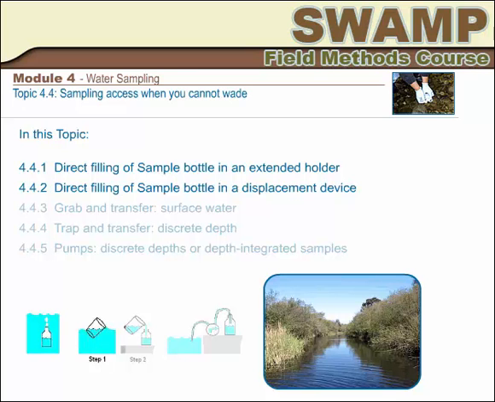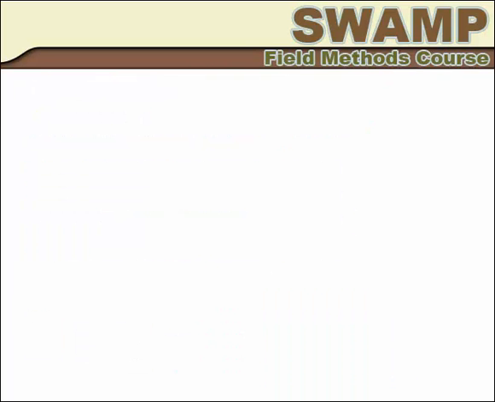Moving on to the second sampling principle, the bucket and beakers used to grab and transfer water are shown in section 4.4.3, and the trap and transfer devices based on the same principle are shown in section 4.4.4. Look for the icon in the top right corner. The third sampling principle is explained in section 4.4.5 with pictures of the peristaltic pump and an automated water sampler. Click on a subtopic or click Next to see them in order.